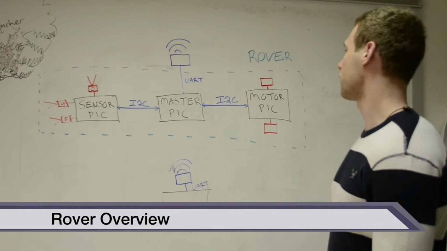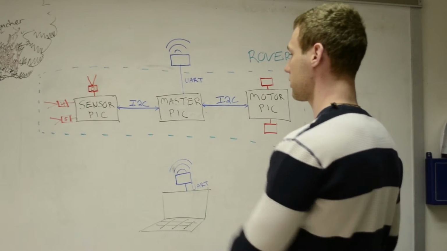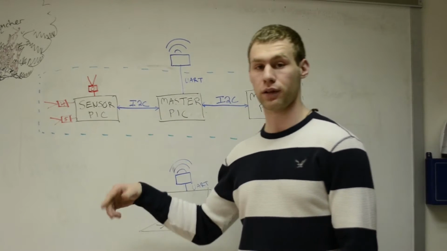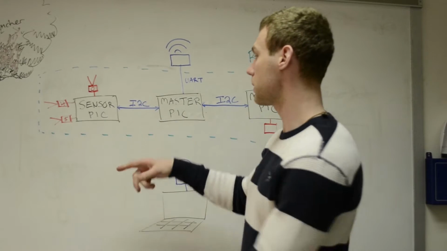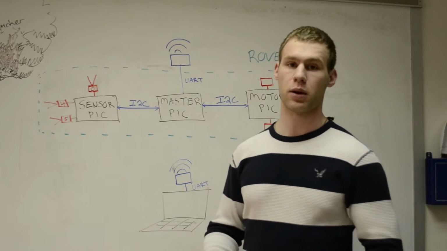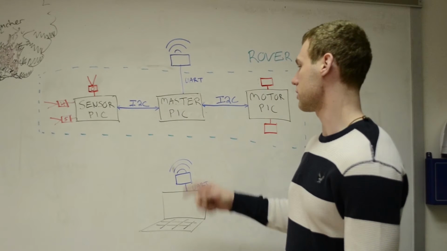Here's the general overview of our rover. The actual rover is outlined within the green box. Here's our master PIC. It communicates with the motor PIC and the sensor PIC over I2C. The sensor PIC takes the information from sensors 0, 4, and 5, encapsulates that with their own message format, adds a sequence number, and sends it to the master PIC.